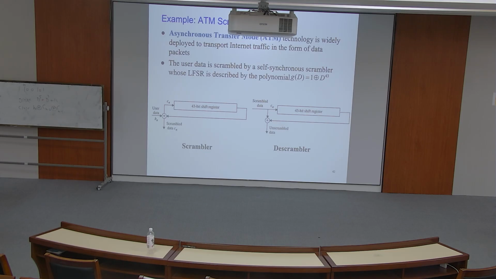So here is the user data. Here is the scrambled data output. We have this 43 shift register. So this is Cn, and this is user data. We got the scrambled data. This is the scrambler. What about the descrambler? We have scrambled data, and then we have this 43-bit shift register. Here we get the descrambled data. This is the descrambler.